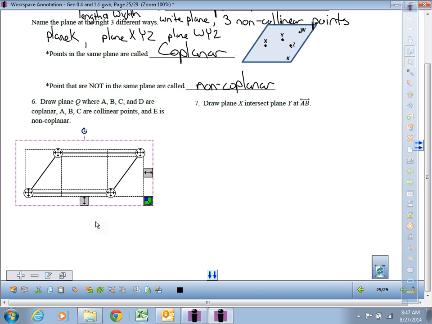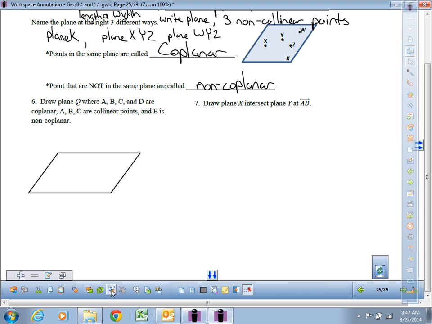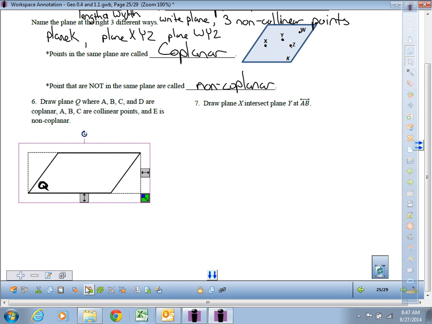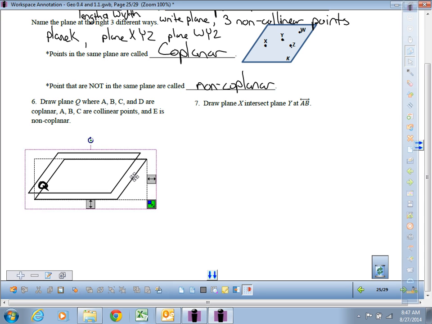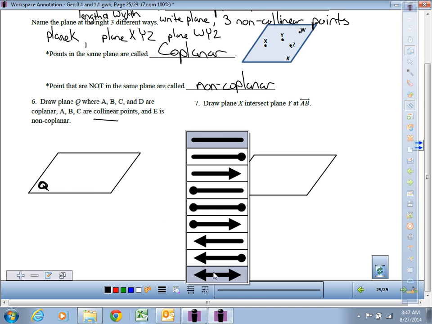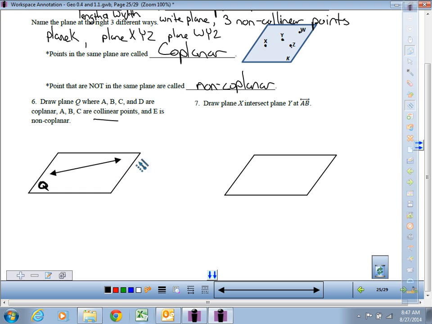Remember, to name it Q, we're going to put a nice, big, bold letter right there in the corner. So here is plane Q. I'm going to make it nice and bold. Remember, we're not going to put a point around it because that's just naming the plane. And A, B, C, and D are coplanar, so A, B, C, and D are going to be on this plane. A, B, and C are collinear, so we need a line. I'm going to go ahead and draw a line on there. Do you have to? No, but they're going to need to be on the same line anyway. So I'm going to sketch it, and we'll put A, B, and C on there.